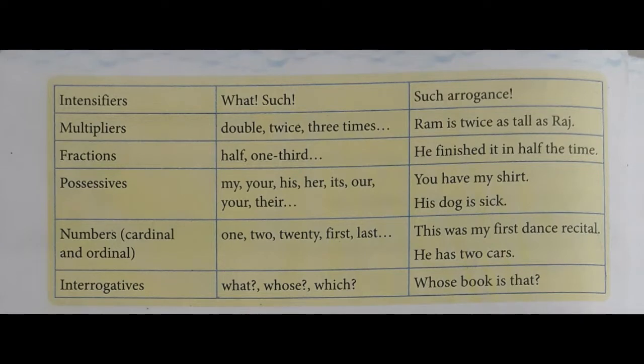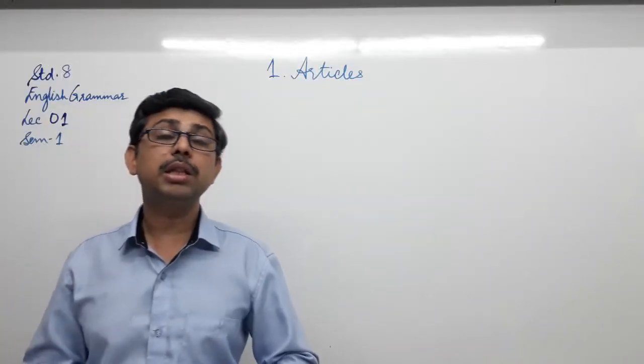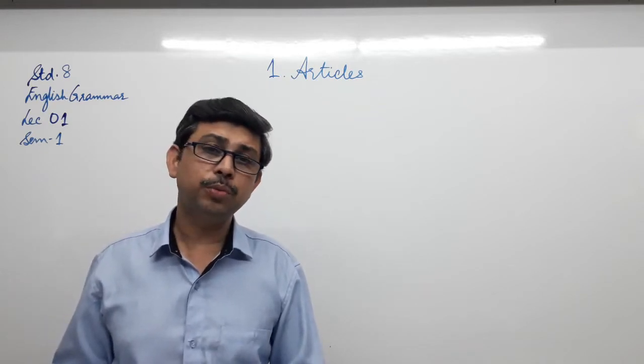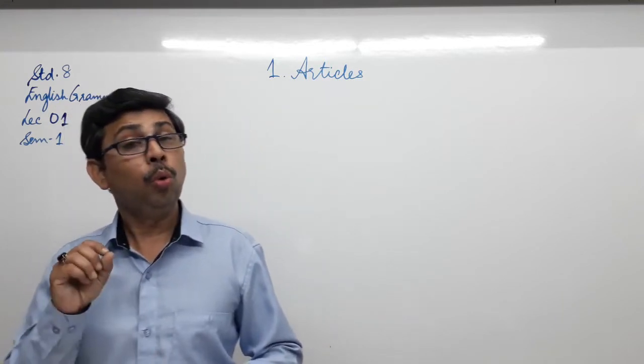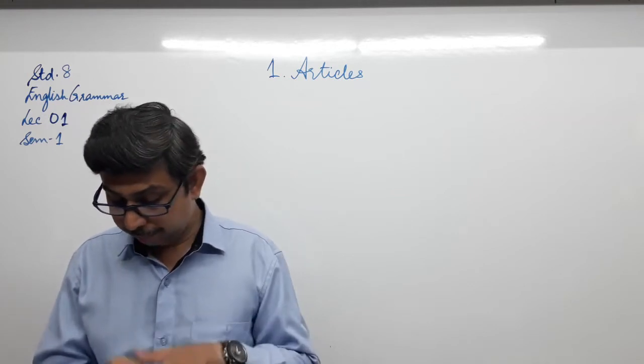Both are determiners. Finally, interrogatives, words which ask questions, are also called determiners. So this was the list of determiners that you learned in class 7, and it was a quick recapitulation to make you understand that article is also one of the determiners that you learned earlier.